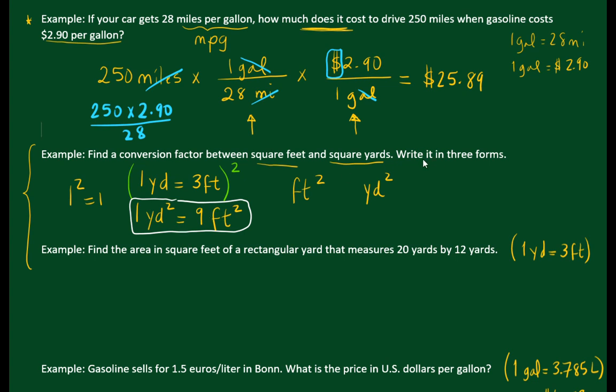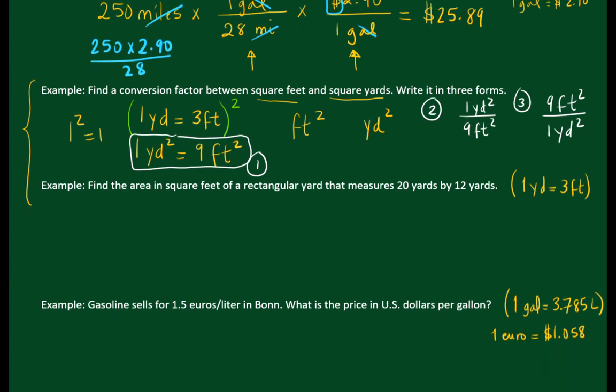And it says write that in 3 forms. This is the first form. The second form will be, you can write 1 square yard is the same as 9 square feet, and the third form is 9 square feet over 1 square yard. So you can use any of these when you're converting between 2 units. Actually, that's what I'm going to do in the next example.